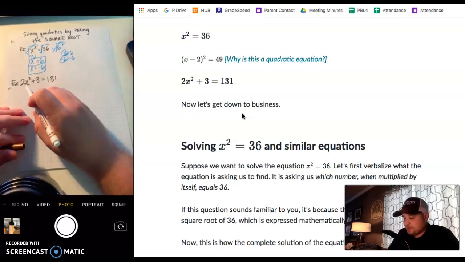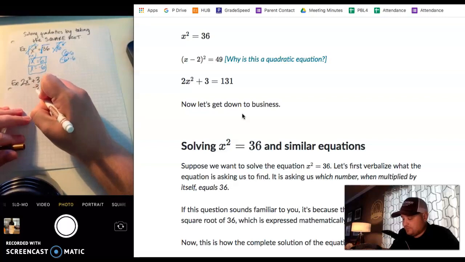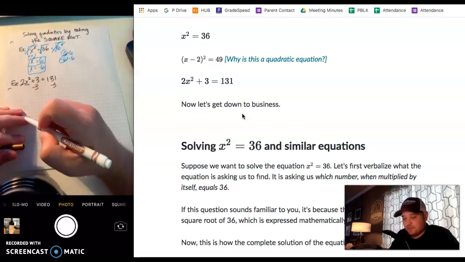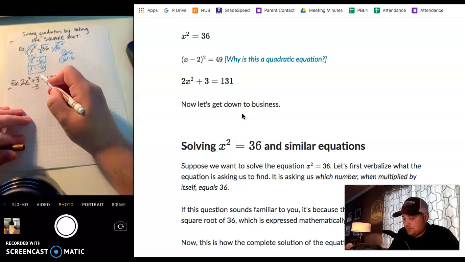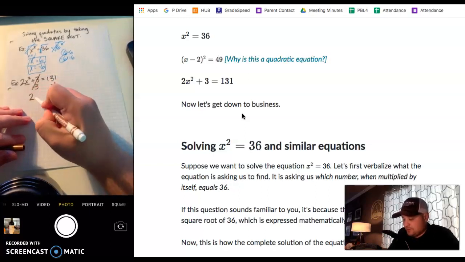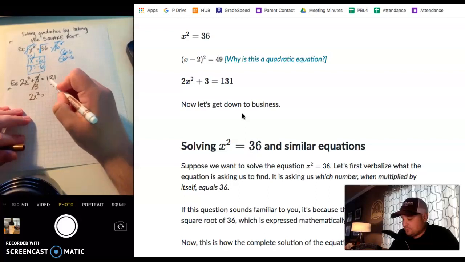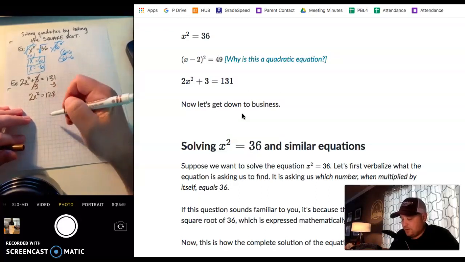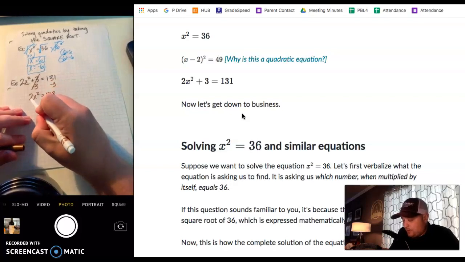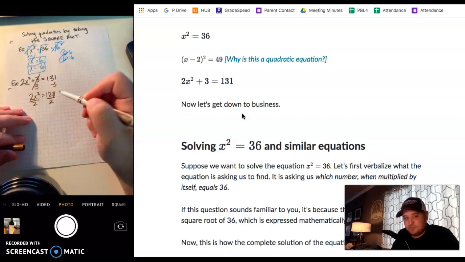So to get the x squared by itself first, I have to subtract 3 from both sides. All right, so this is some good solving equations practice. Plus 3 minus 3 go away, so I've got 2x squared equals 131 minus 3 is 128. Okay. All right, now I want the x squared by itself, so I've got to divide by 2 on both sides.